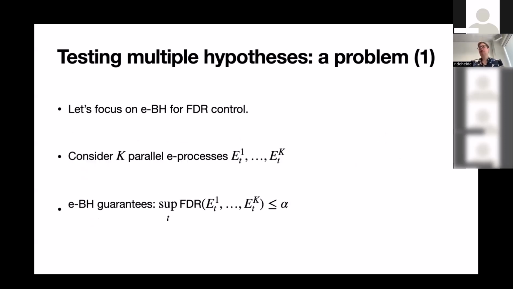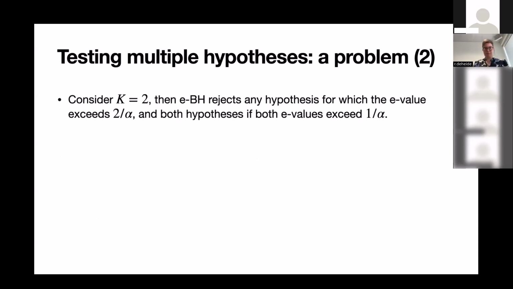But what happens if you do that with multiple hypotheses? So let's focus on EBH, but we can show this for other multiple testing procedures as well. Consider that we have K parallel e-processes. So for hypothesis 1, we have E1, E2, etc. And for hypothesis up to hypothesis big K, we have E1, etc. And then you can show that EBH guarantees that the supremum over time of the FDR of these e-processes is bounded by alpha.